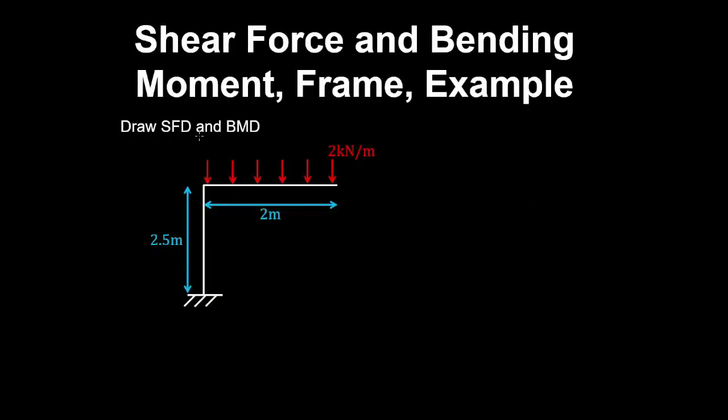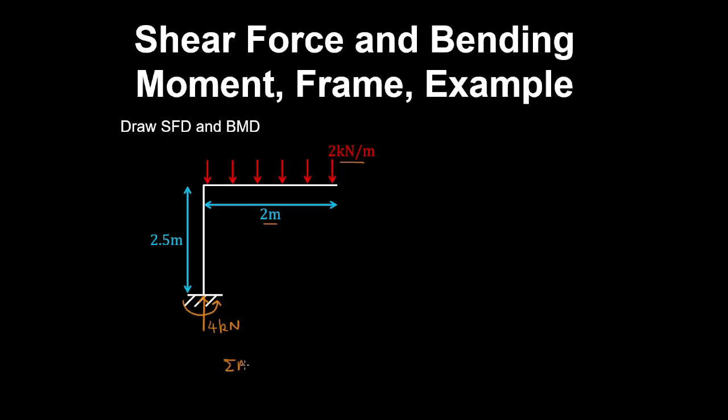Let's draw the shear force and bending moment diagram for this frame. Well, by vertical force equilibrium, we have a vertical reaction that's equal to the resultant of the uniformly distributed load, which is 2 kilonewton per meter by the length on which it's acting. And because it's a fixed support, we also have a moment reaction.